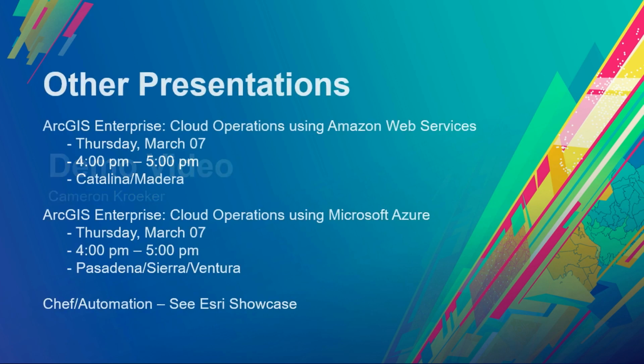Before we do the video, what we want to do is mention some other presentations you may want to go to. If you're in Amazon or Azure, there are specific pieces of information from those teams about upgrading in those environments. Unfortunately, these sessions are at the same time, so you have to pick one to go to. They're both Thursday from 4 to 5. For Chef and Automation, unfortunately, their presentation was right before ours. So if you went to it, you may have heard information on it for upgrading with them. If not, come down to the showcase in the enterprise area, and we can direct you to the people to talk to about upgrading with those methods.